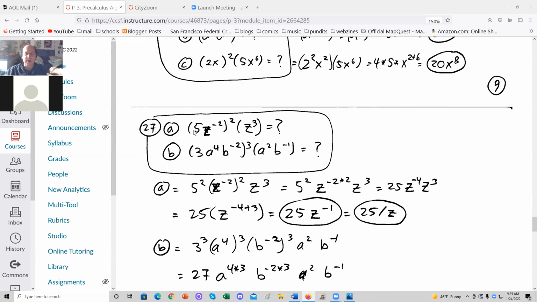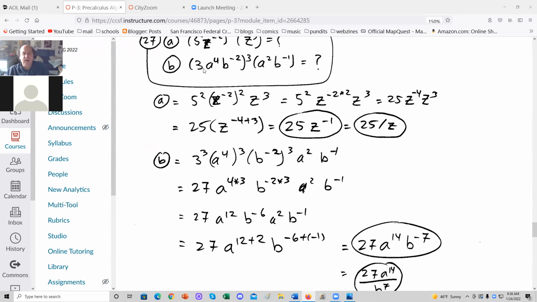Now here's a complicated one. 5z to the negative second, squared, times z cubed is what? Well, first distribute the second power. 5 squared, z to the negative second squared, z cubed. All right, so we'll keep the 5 squared. z to the negative 2 squared, you multiply, you get z to the negative 2 times 2. Keep the z cubed. 5 squared is 25, negative 2 times 2 is negative 4, z to the negative 4, z to the third. Add the exponents, 25 times z to the negative 4 plus 3. These add up to negative 1, 25z to the negative 1 will do. Or we can rewrite that as 25 over z.